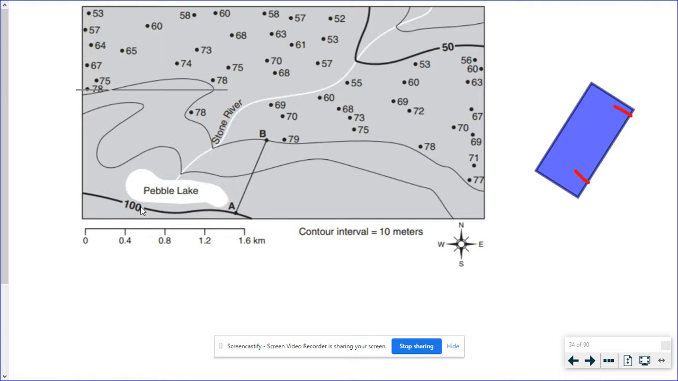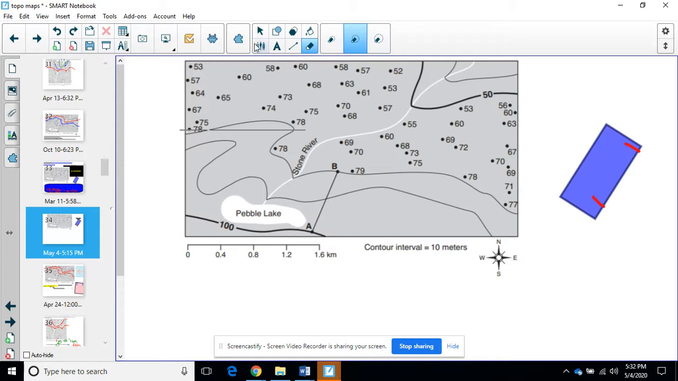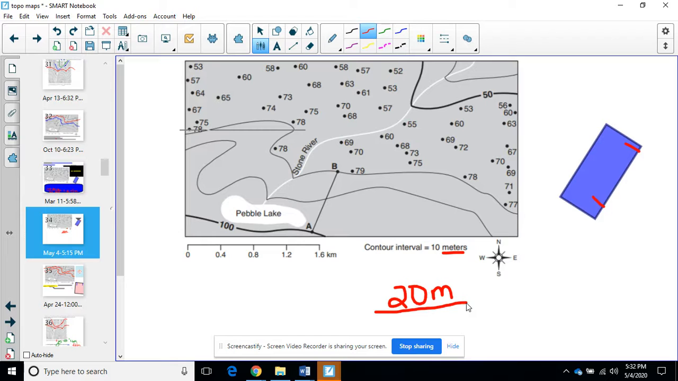If we subtract 100 and 80, we get 20. So the top of our formula would be 20, and our units are meters. Now we have to figure out the bottom of our formula, which is distance.